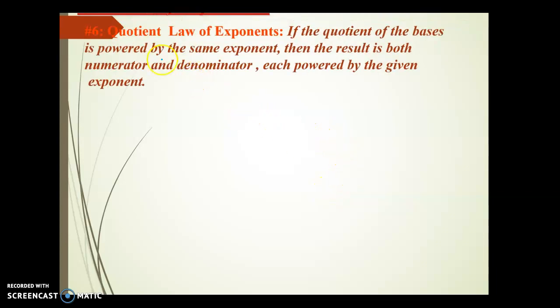Number 6. Quotient Law of Exponents. If the quotient of the bases is powered by the same exponent, then the result is both numerator and denominator, each powered by the given exponent. Earlier, we talked about the division law of exponents, so it's different from the quotient law, right? So sa quotient, naay fraction, and then what happened is your exterior exponent outside sa parentheses, you're just going to multiply it to the exponent of x and y.